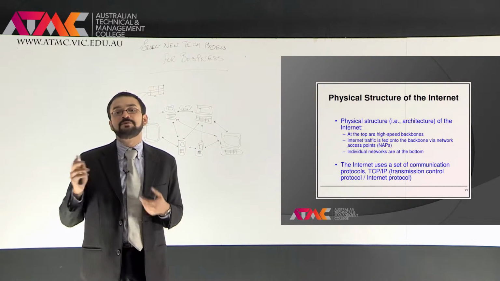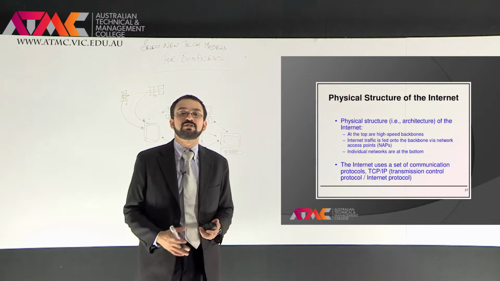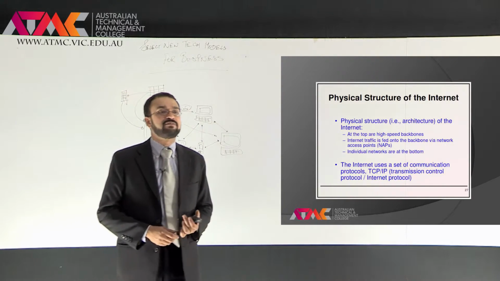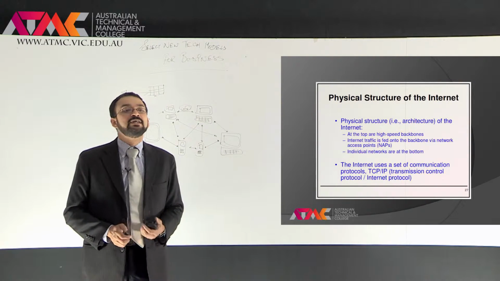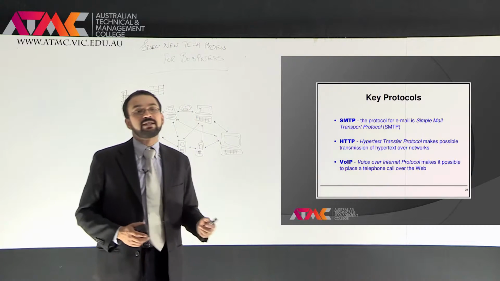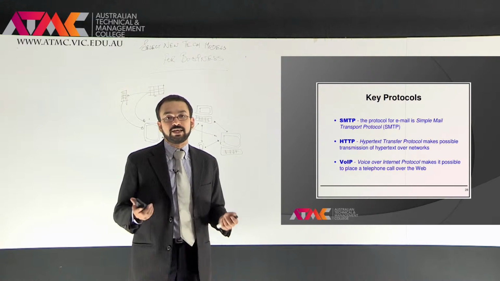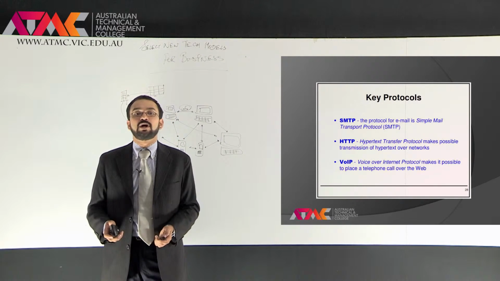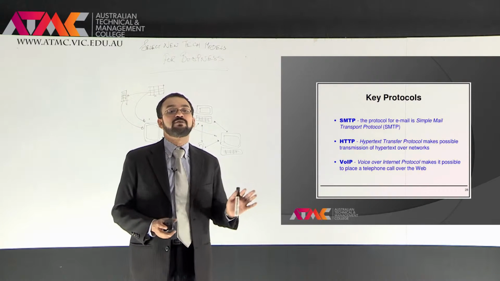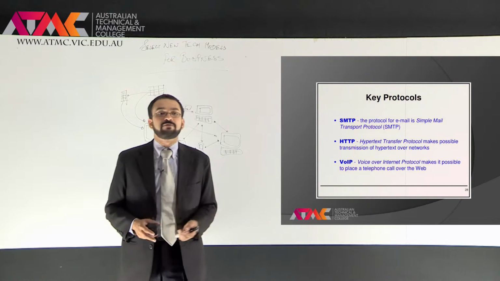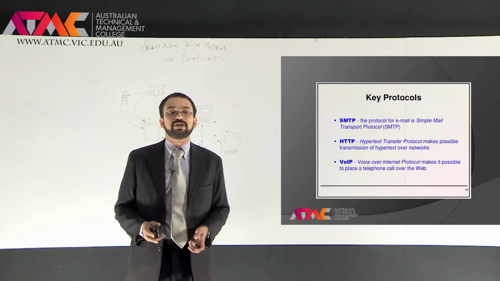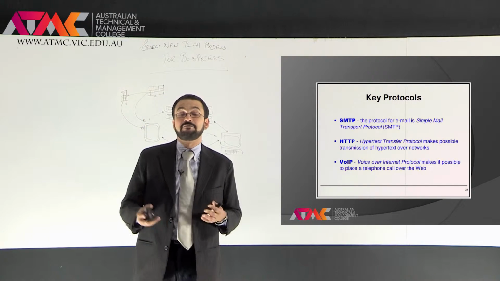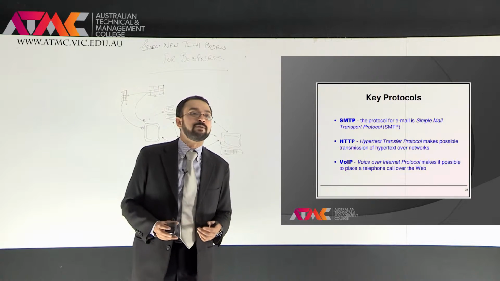The internet uses a set of communication protocols. We talked about this in another course. They were developed largely in the late 1960s, and it's called TCP/IP, the Transmission Control Protocol/Internet Protocol. Some of the key protocols to keep in mind are SMTP, the Simple Mail Transport Protocol, which is for emails; HTTP, the Hypertext Transfer Protocol, which makes possible the transmission of hypertext over networks; and VoIP, Voice over Internet Protocol, which allows phone calls to go through the World Wide Web.